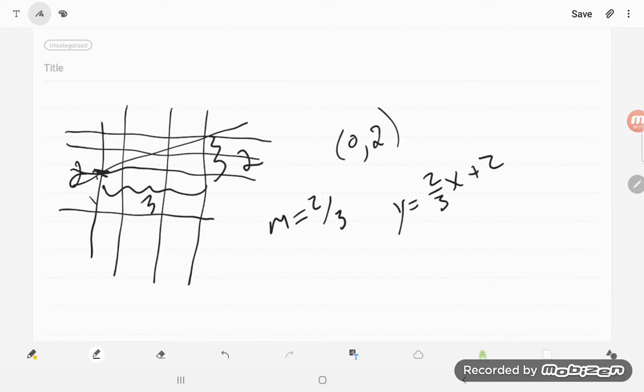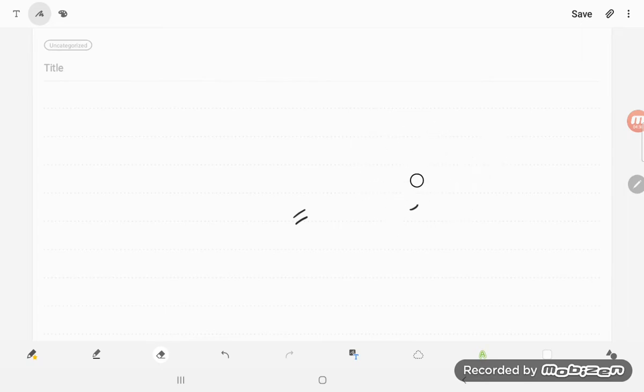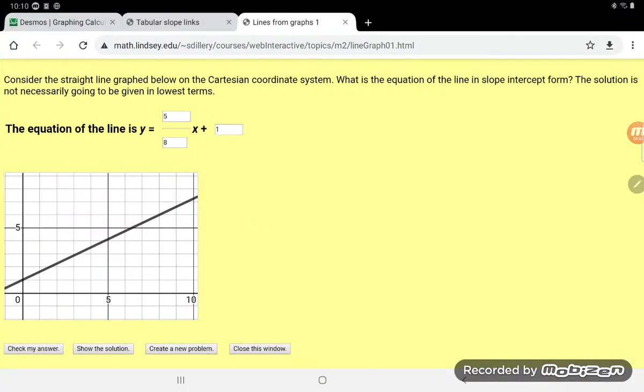Okay, so that's the first one. I'm going to hit the eraser here and get rid of all that before I go to the next one. So let's look at the next one here, go back to that, and okay, so I got that one right, and I'll close this window.